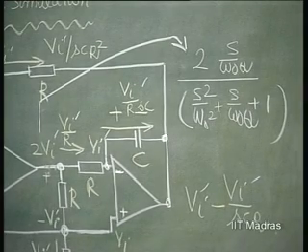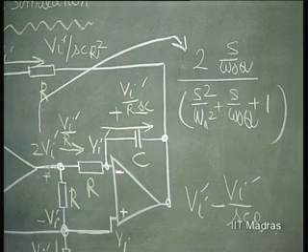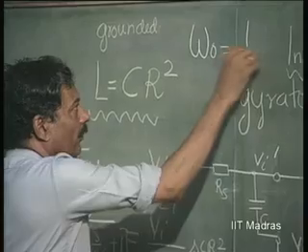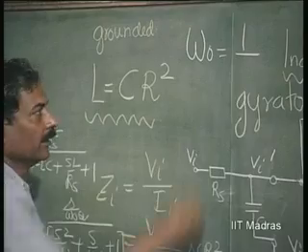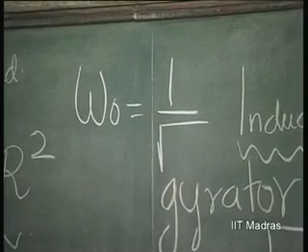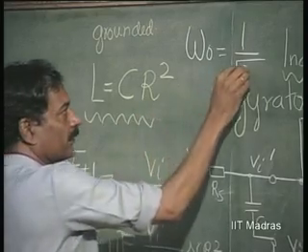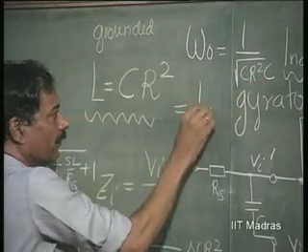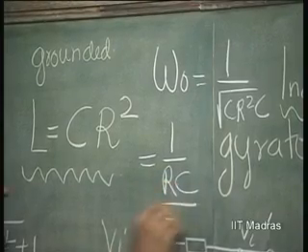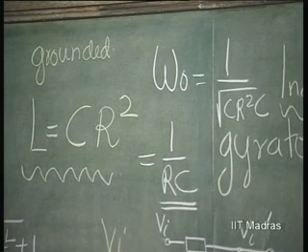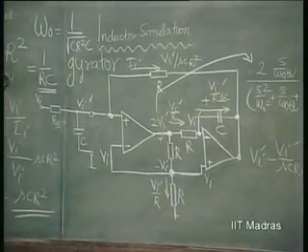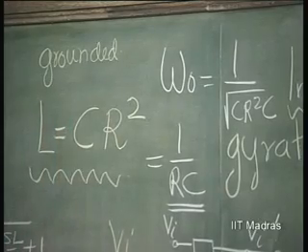And what is Q? Let us find out. First of all, let us find out what omega naught is. Omega naught for this is 1 over root LC. Root of L is equal to C R squared, so C R squared into C. This is equal to 1 over R into C. Very simple, just like the case of state variable filter. So, if I fix R and C accordingly, I can fix omega naught easily.